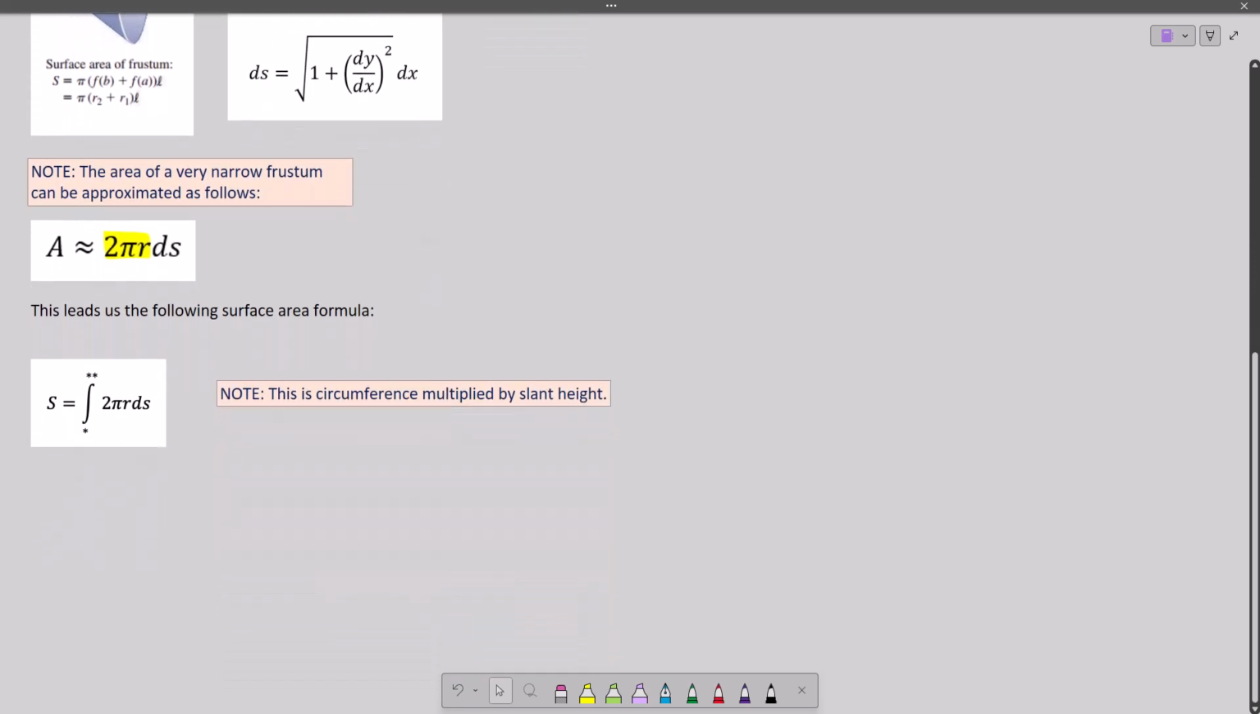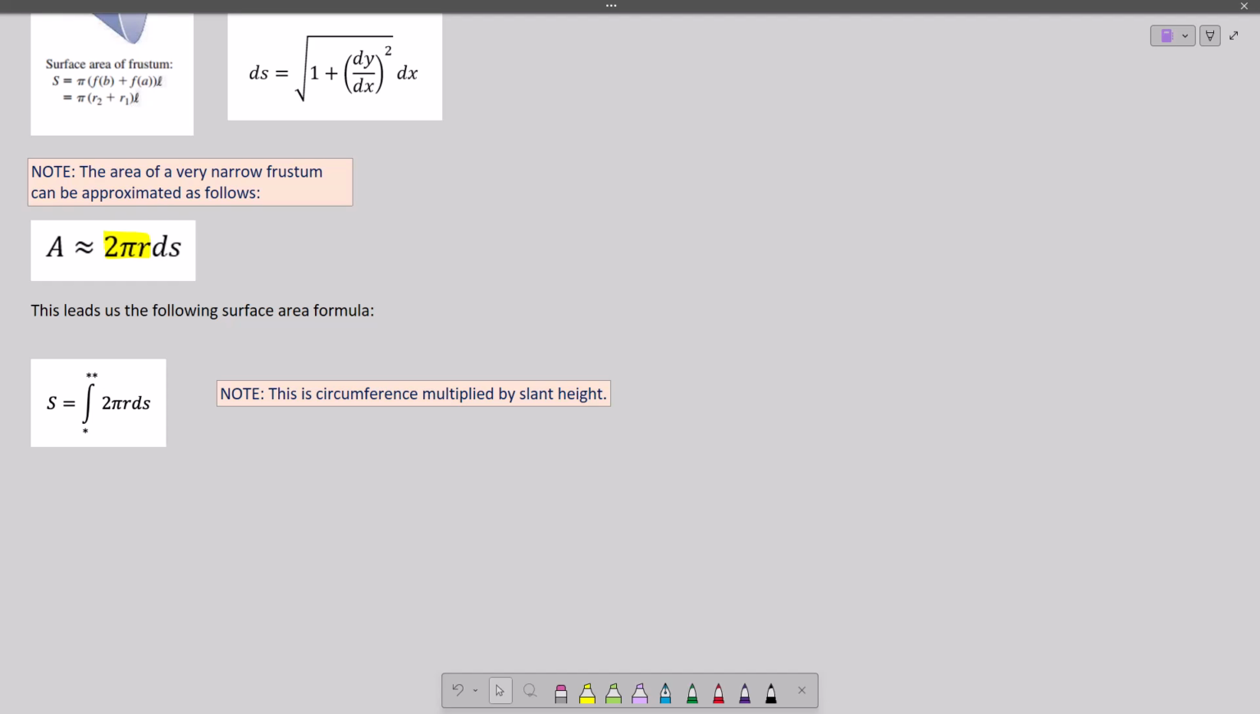So the only thing that we have to change is the following. 2 pi r is the only thing that changes. Instead of arc length, all we do is put a 2 pi r out in front of it. It's 2 pi r ds. The integral of ds is arc length, and if we put a 2 pi r in front, then we have surface area.